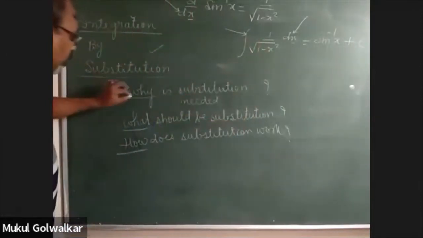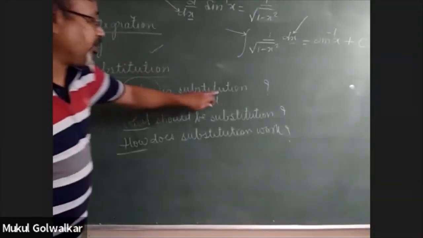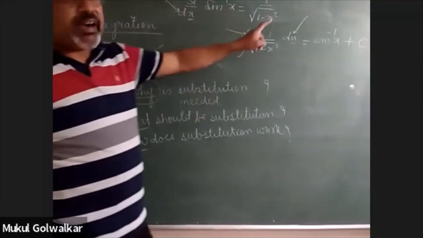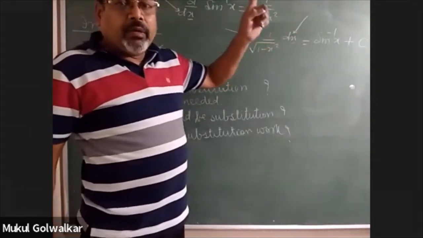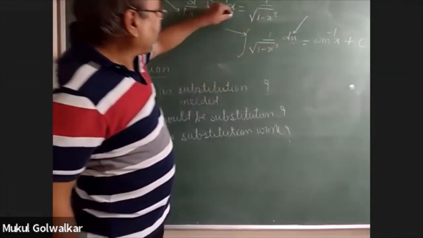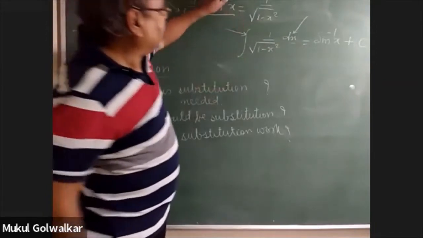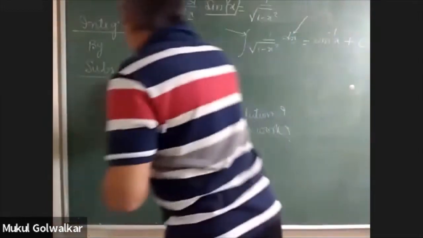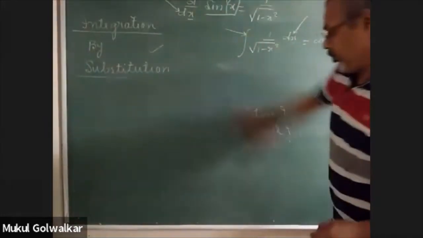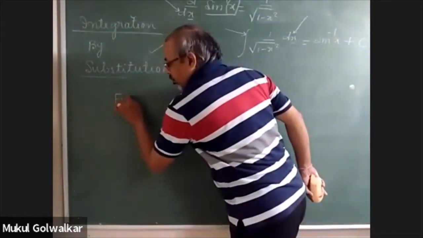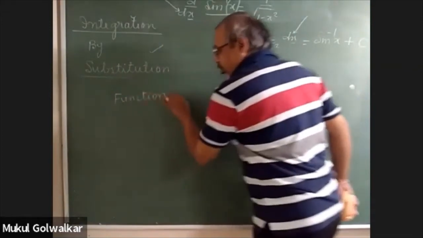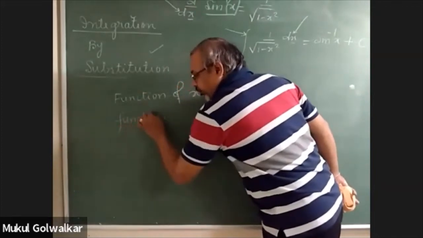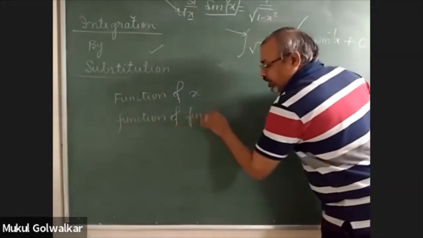Now I would like to draw your attention to this: why is substitution needed? See, basically this process of integration, which we consider an antiderivative procedure, when we differentiated the function, you see which type of function is being differentiated. This is only a function of x. Let me write: this is a function of x. And you must know that there is a difference between a function of x and a function of a function.